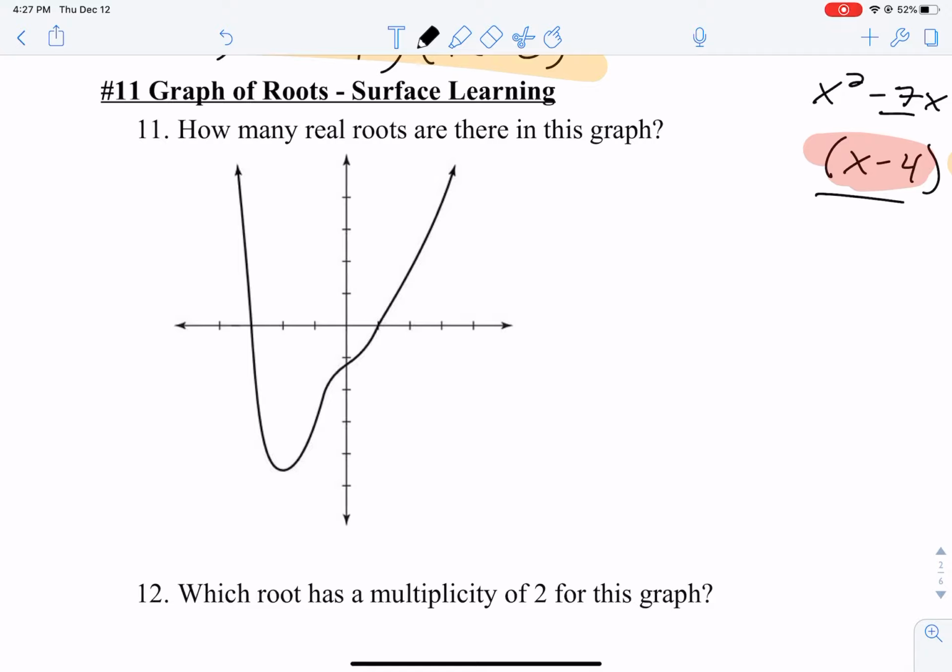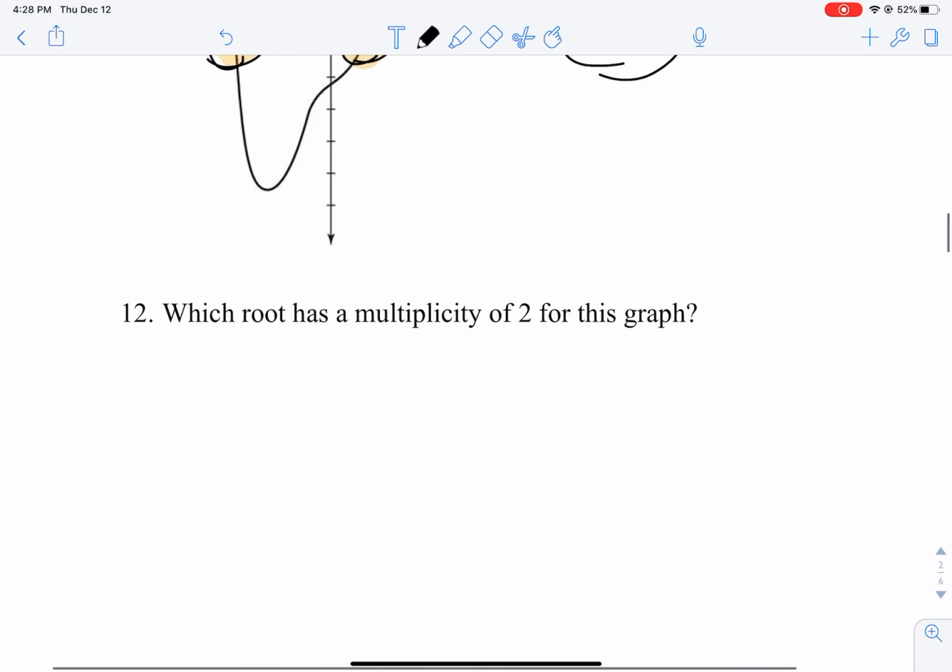Okay, this is part 2 of our review for test 8. We're doing standard 11, which is graph the roots, surface learning. So it says, how many real roots are there in this graph? Well, the roots are where they cross. The real roots are where they cross. So there has to be 1, 2. The answer is 2. 2 real roots.